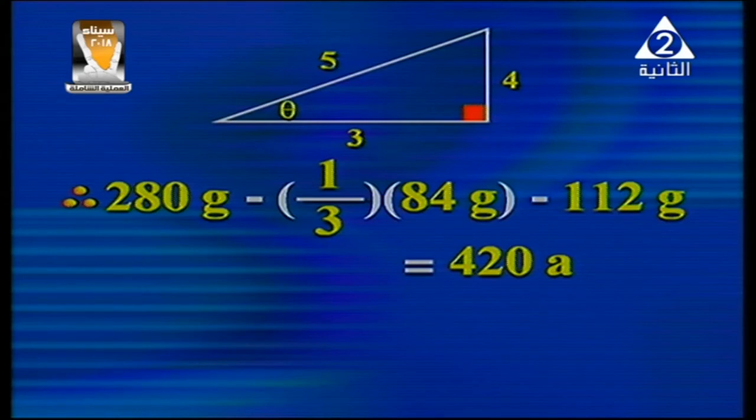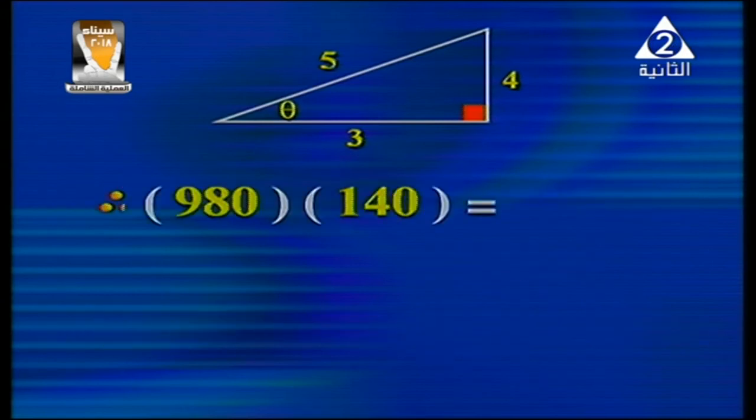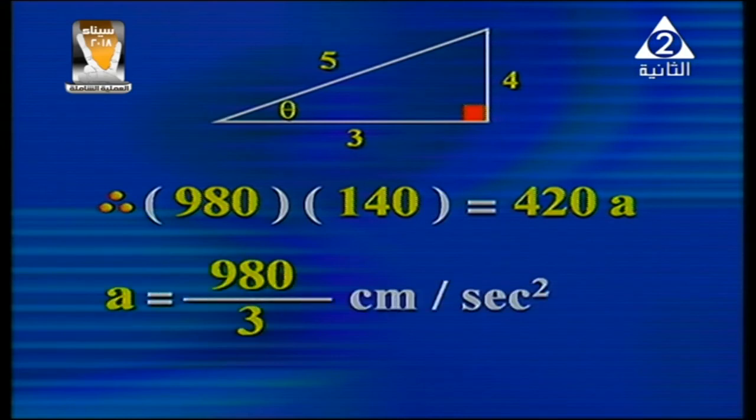This equation gives the value of acceleration a. By substitution of g, the answer is 980 times the bracket containing 280 minus 28 minus 112, equal 140, over 420. To find the value of acceleration, a equals 980 over 3 centimeter per second square.